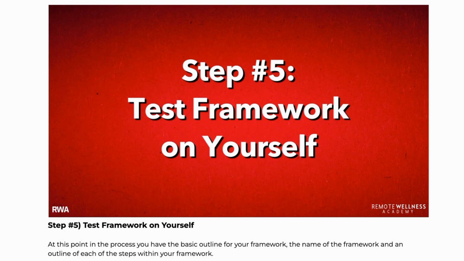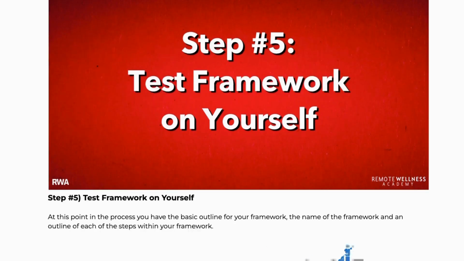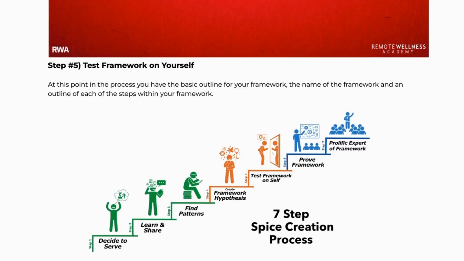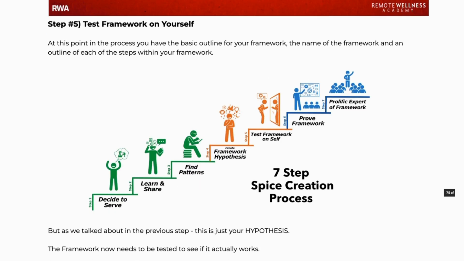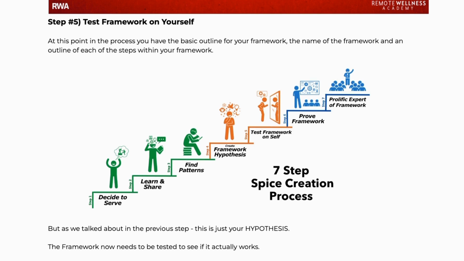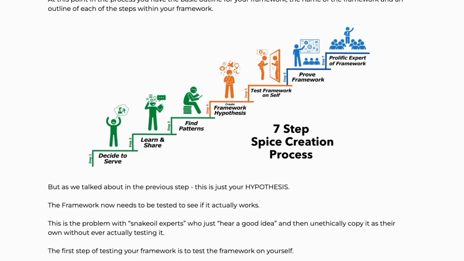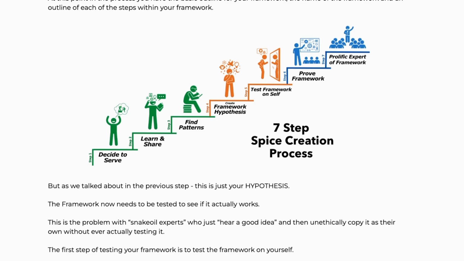All right, gang, welcome to step number 5, which is testing your framework on yourself. At this point in the entire process, you have a basic outline of your framework, you've named your framework, and you have a hypothesis of what your framework is really going to be. But like we talked about in the previous step, this is just a hypothesis. So now your framework needs to be tested to see if it actually works.